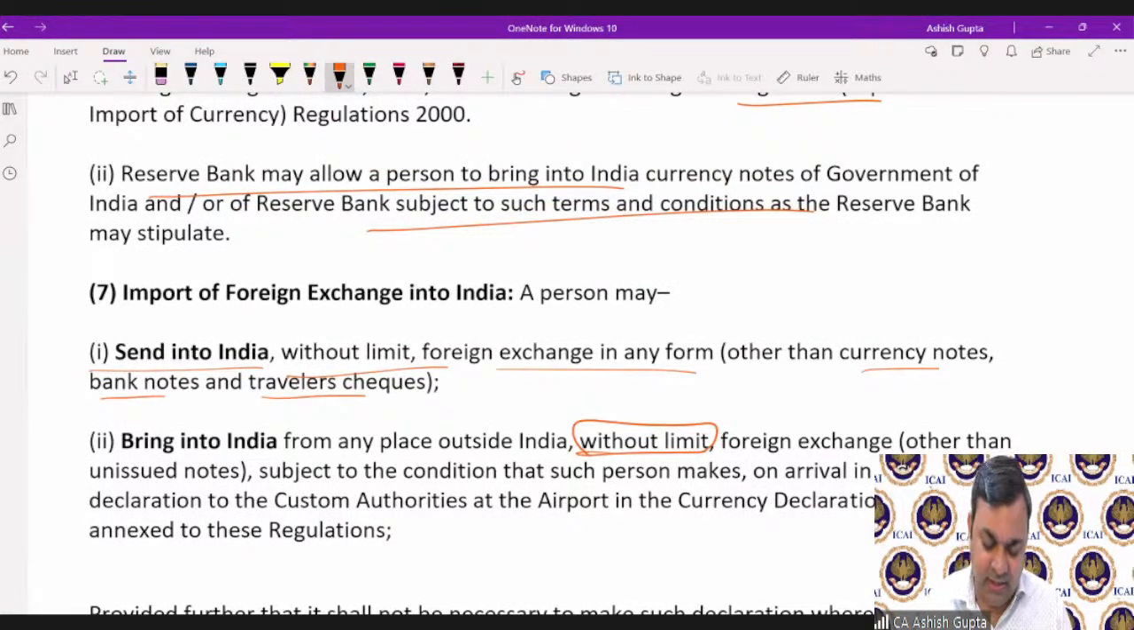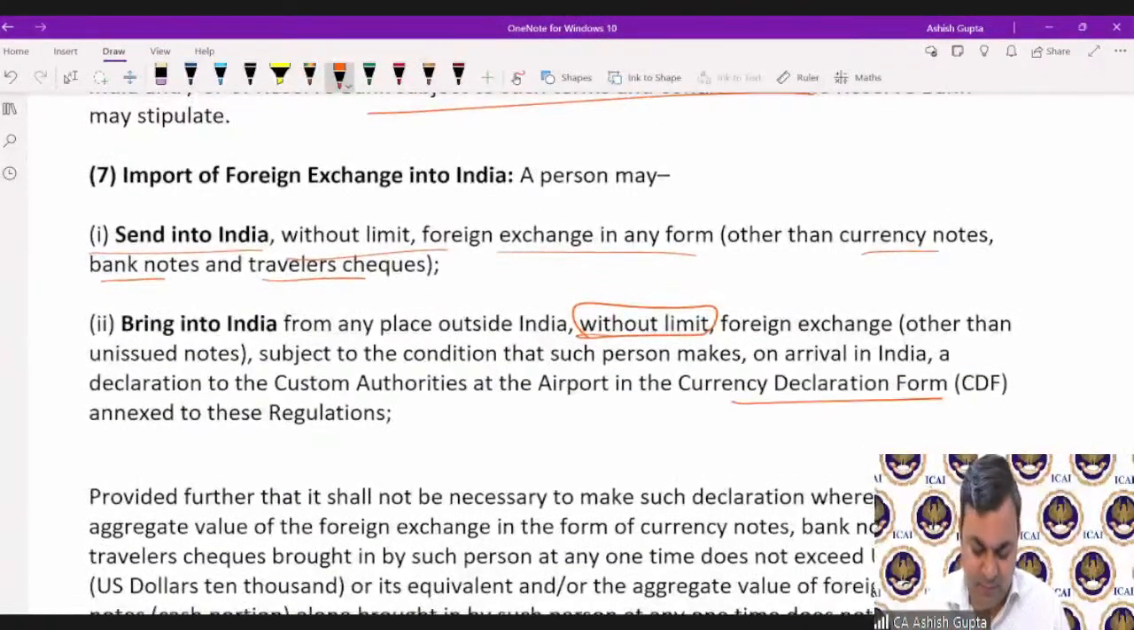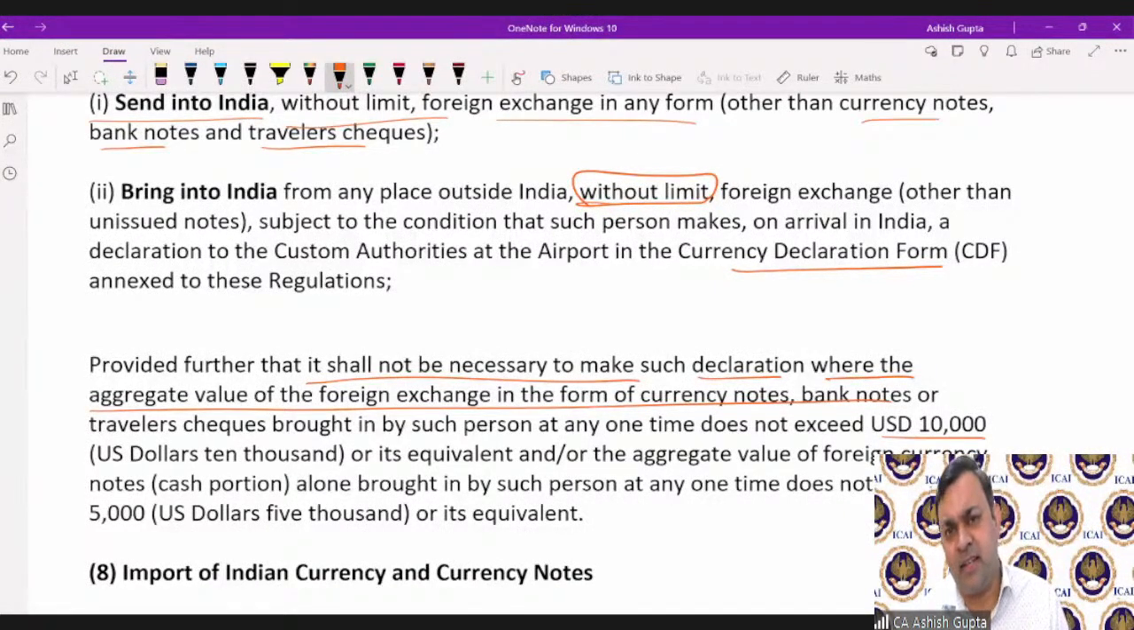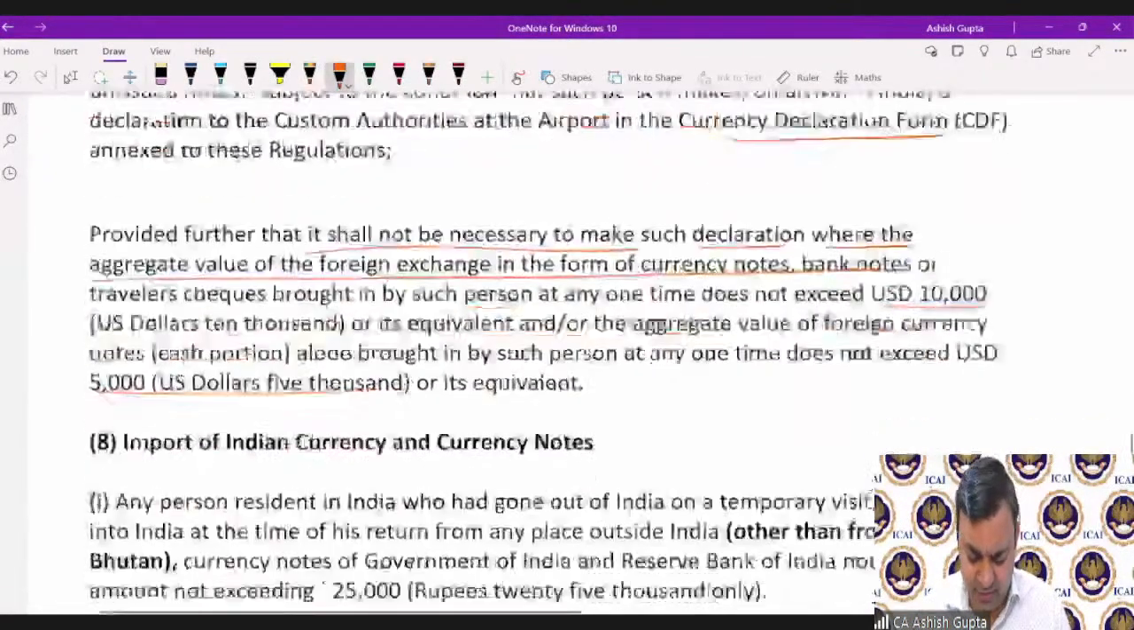Foreign exchange other than unissued notes, subject to the condition that such person makes a declaration on arrival. You need to make a declaration, CDF, customs declaration form. Provided further that it shall not be necessary to make such a declaration where the aggregate amount you are bringing is $10,000 and in Indian currency, the cash portion is $5,000.